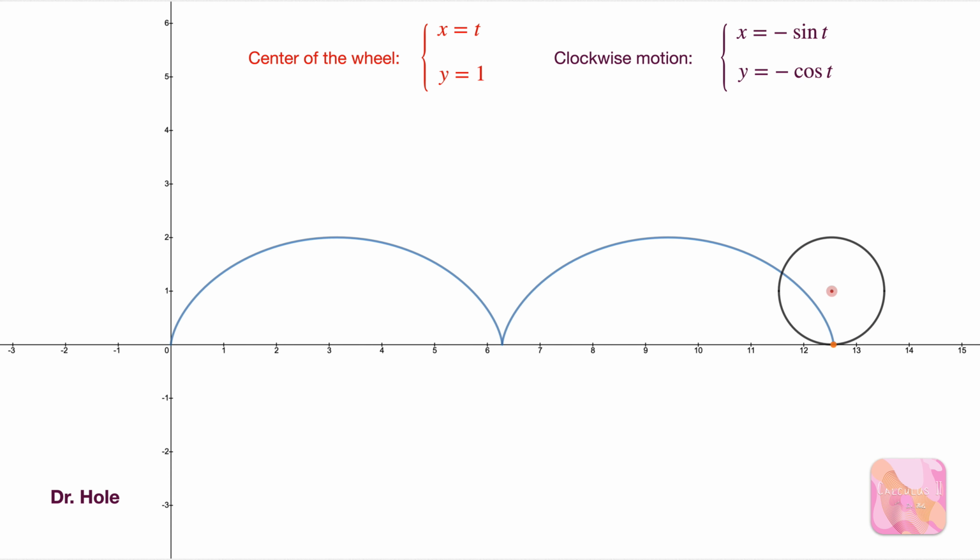Now, the wheel itself has a clockwise motion, and to describe that, we can use x equals negative sine t, y equals negative cosine t. So putting these two parametric equations together, summing them, would then allow us to describe the location of that orange dot. And that's called a cycloid. By watching the motion of the orange dot, it traces out the blue curve called a cycloid, which is the sum of the center of the wheel and the clockwise motion of a point on the wheel.